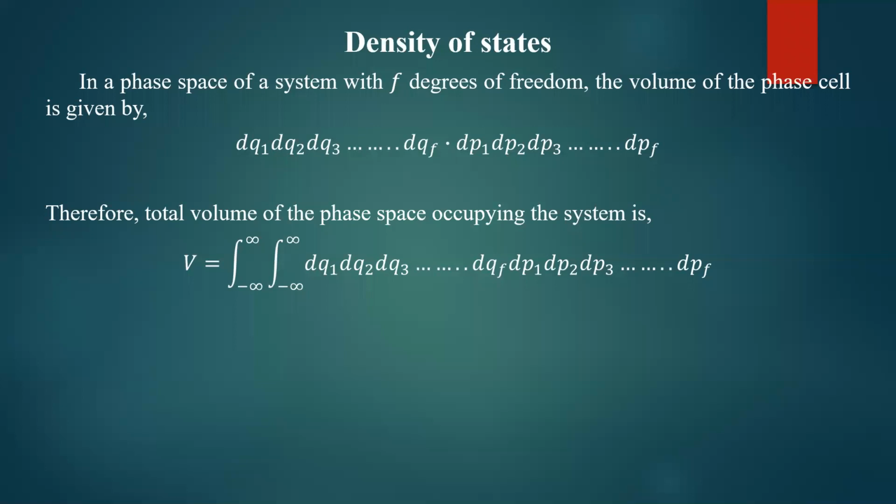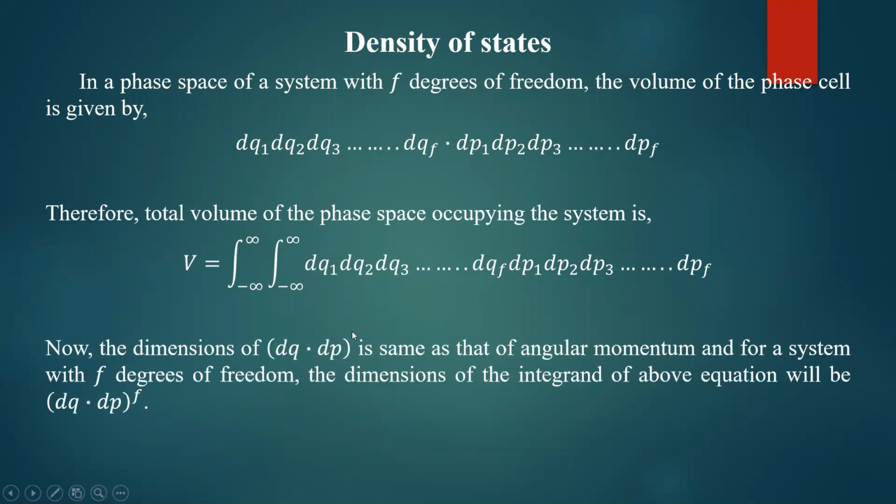That gives you the total volume of the system, and that is given by V is equal to integration, which is running from minus infinity to infinity. So you have to integrate it a total of 2f times. So you have to integrate this with respect to 2f number of variables, dq1, dq2, dq3, so on up to dqf into dp1, dp2, dp3, so on up to dpf. So this integration should be done 2f number of times, where this integrand is representing the volume of a single phase cell. The integration of this volume gives you the total volume of the phase space.